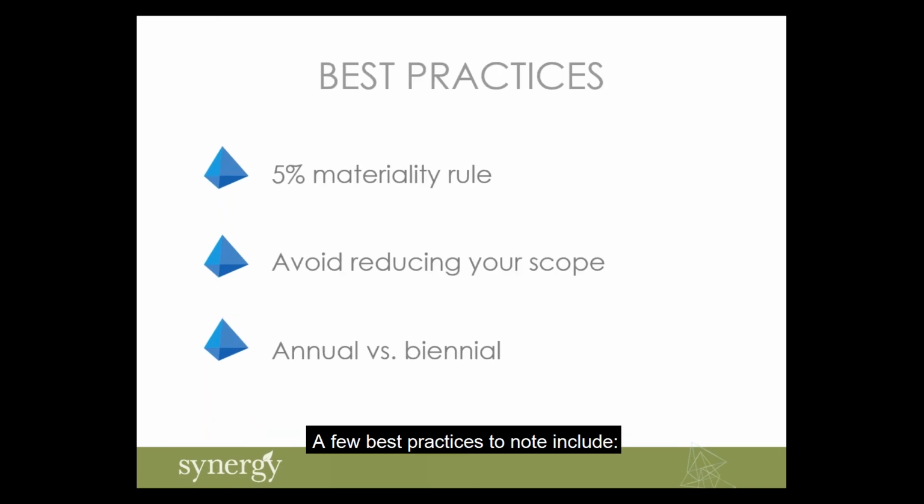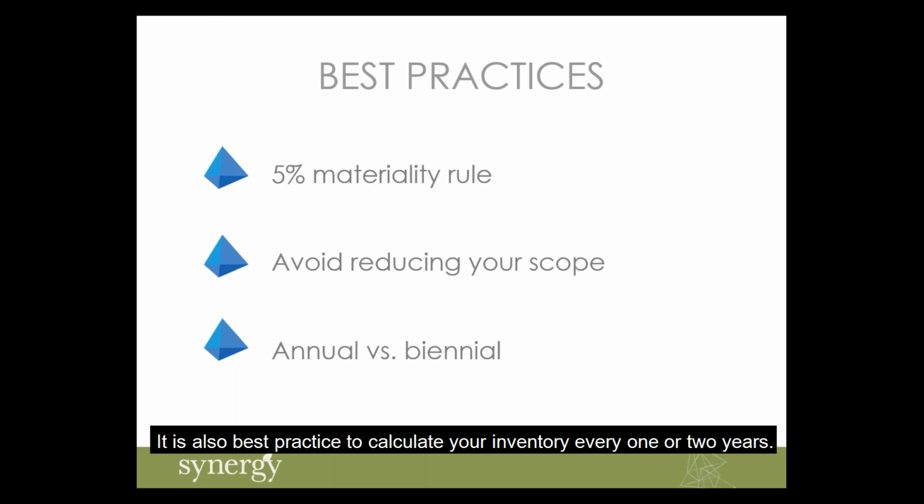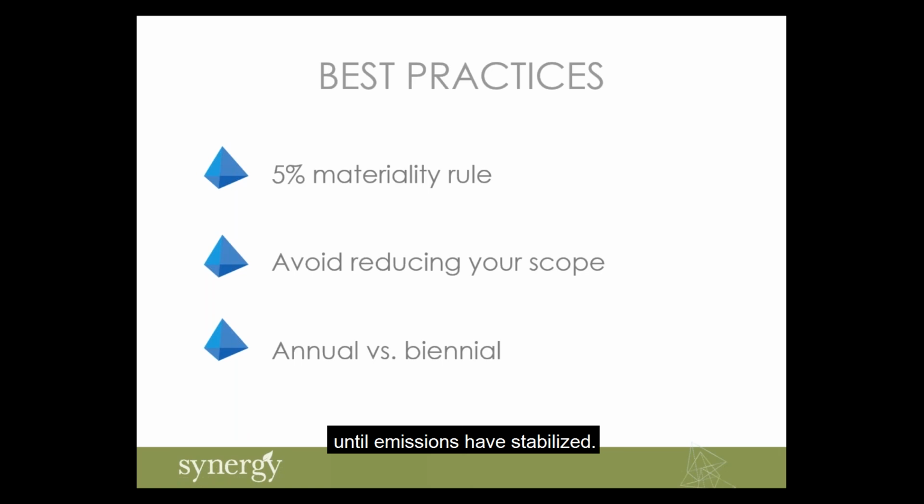A few best practices to note include establishing a 5% materiality rule. This is used to establish whether a source needs to be included in your inventory or not. However, once you have established your baseline, it is important not to reduce your scope. It is also best practice to calculate your inventory every 1 or 2 years. We recommend annual reporting for most organizations until emissions have stabilized.